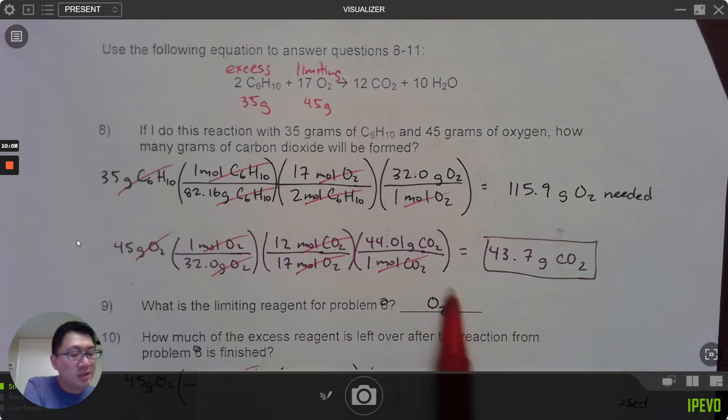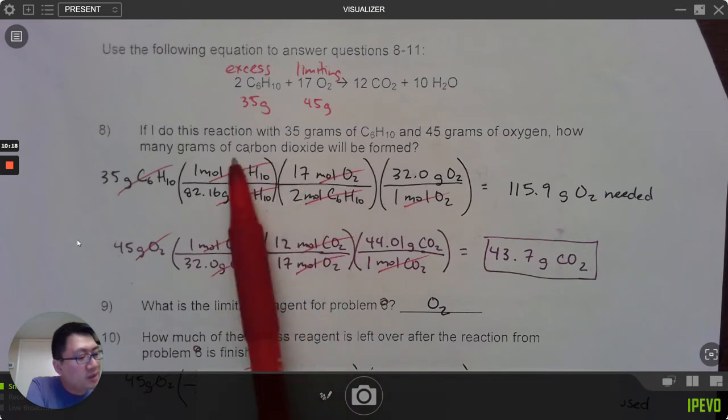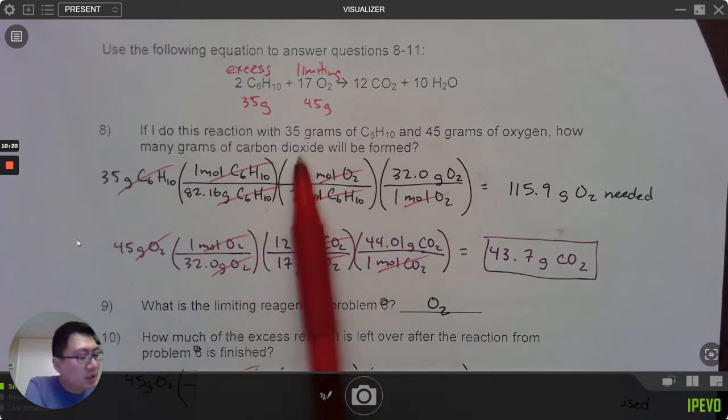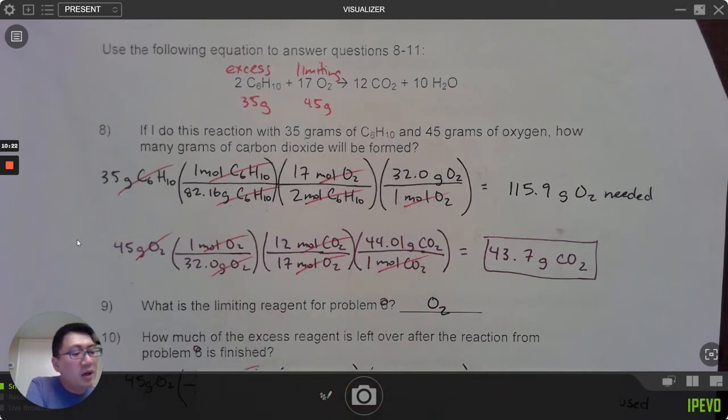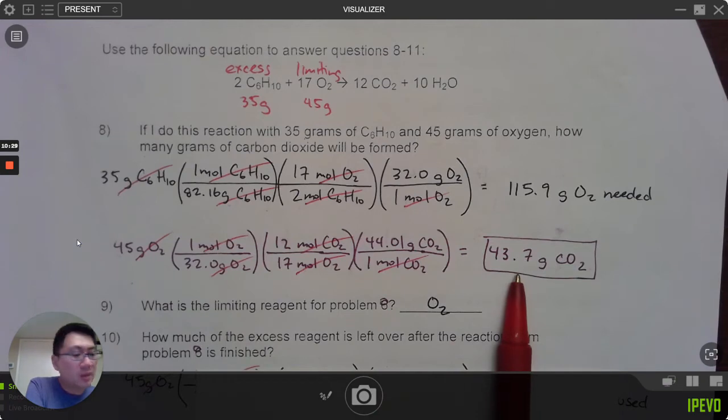So that's how I got number 9 first. So oxygen is the limiting reagent. To figure out how much product I can make, which is in this question, how much carbon dioxide will form. Carbon dioxide is a product. I always use the limiting reagent. Always use the limiting reagent to solve a limiting reagent problem.